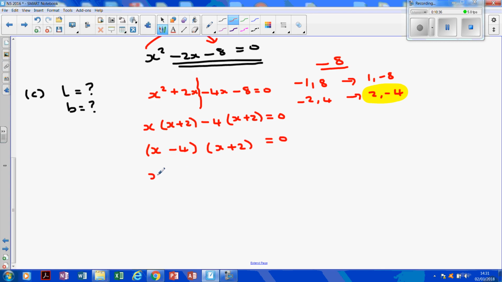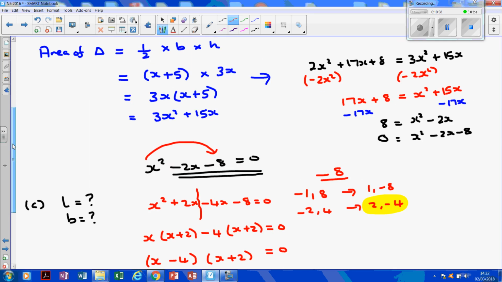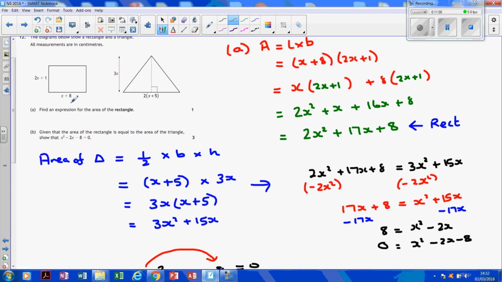0. So either x minus 4 equals 0, because I've got two things multiplying together to give me an answer of 0, so either that one's 0, or x plus 2 is equal to 0. So therefore x is equal to 4, or x is equal to minus 2. Now at this point we're going to look back up at the triangle. If x was minus 2, then that would be a length of 6, and that would be minus 2 times 2 is minus 4 plus 1 is minus 3.